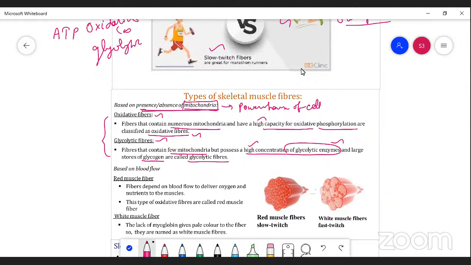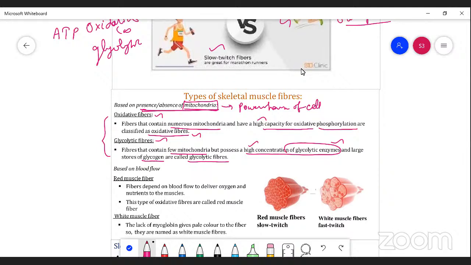The fibers which have more oxidative phosphorylation are called oxidative fibers. Oxidative fibers have a large number of mitochondria, but glycolytic fibers have very few mitochondria. Do you understand? Differentiate between oxidative fibers and glycolytic fibers. Oxidative fibers have numerous mitochondria and at the same time a high capacity for oxidative phosphorylation.